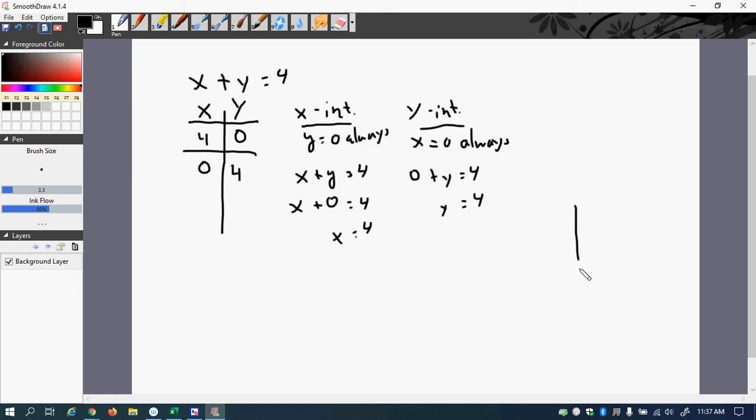So now I'm going to go ahead and graph that. Again, this is positive x, this is positive y, negative x, and this is negative y. Now I put it in. So this is 1, 2, 3, 4, and it's at 0. And then the other one's at 4, so that's 1, 2, 3, 4. So I have my 2 points, and now I can connect them. And so here's my line.